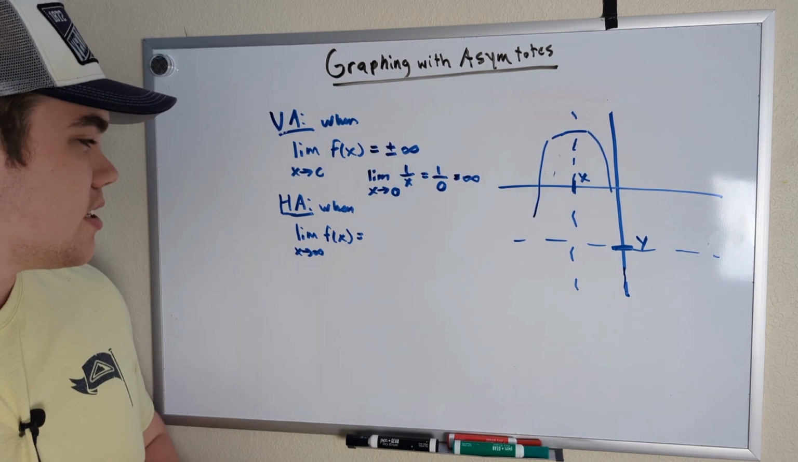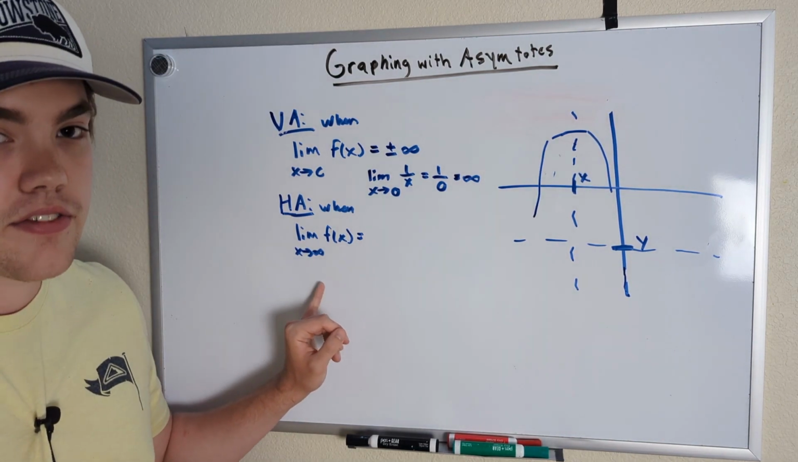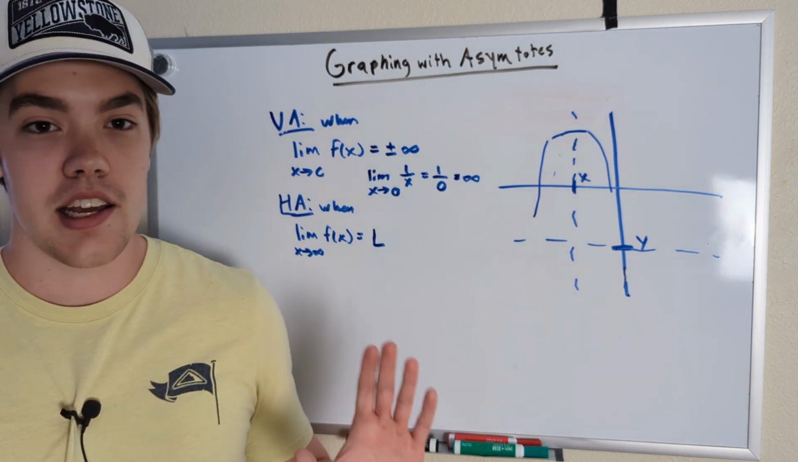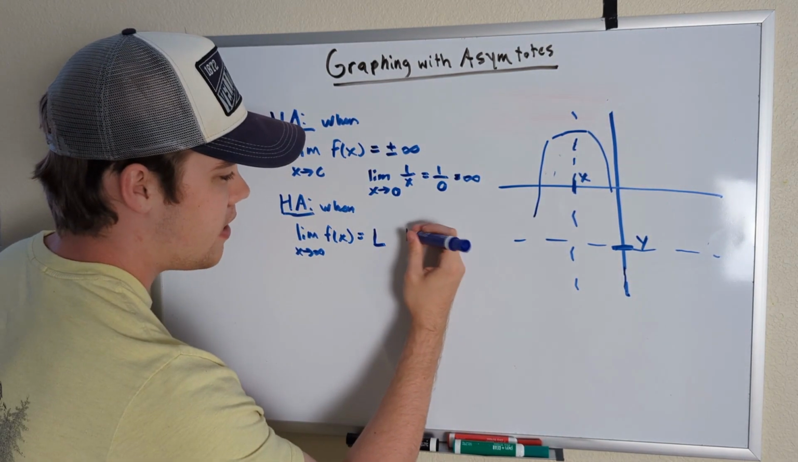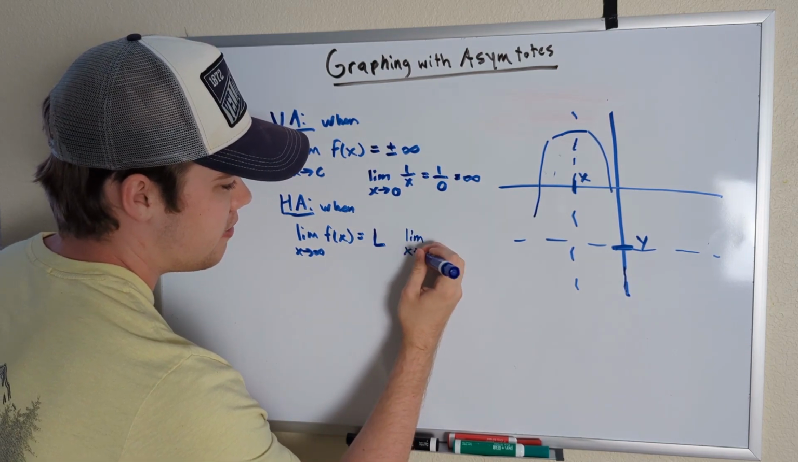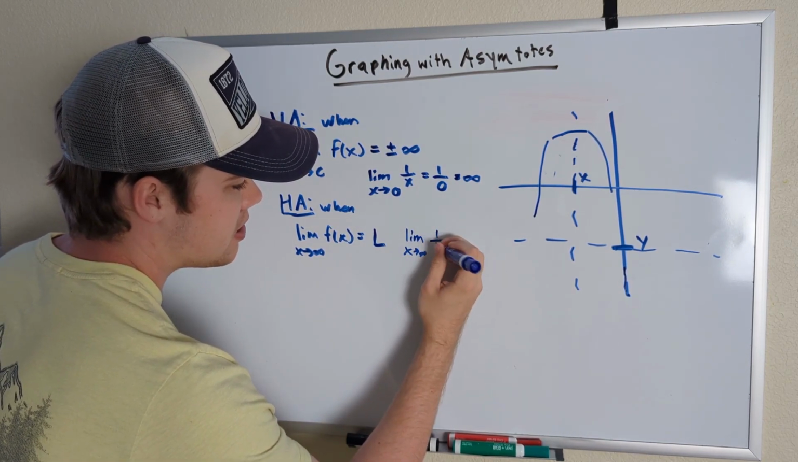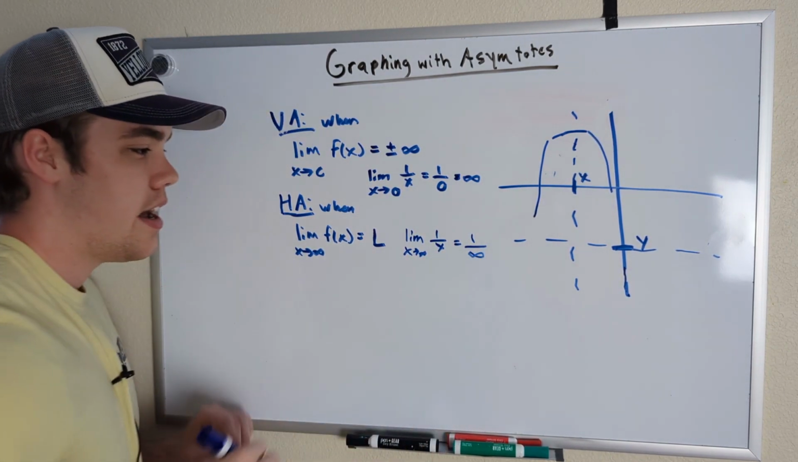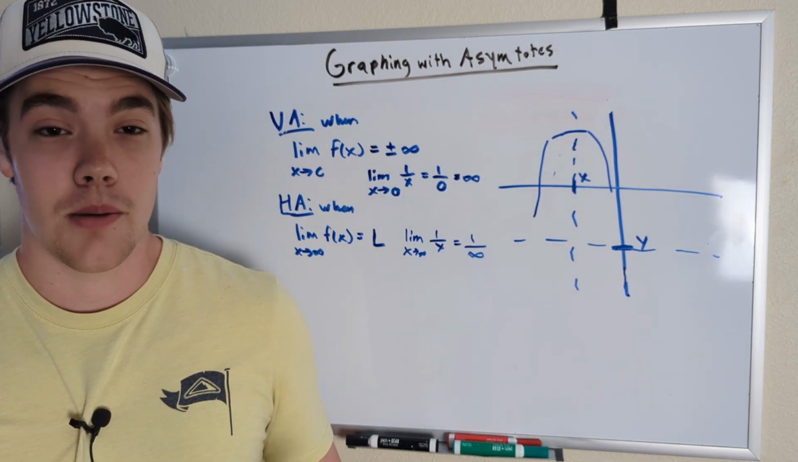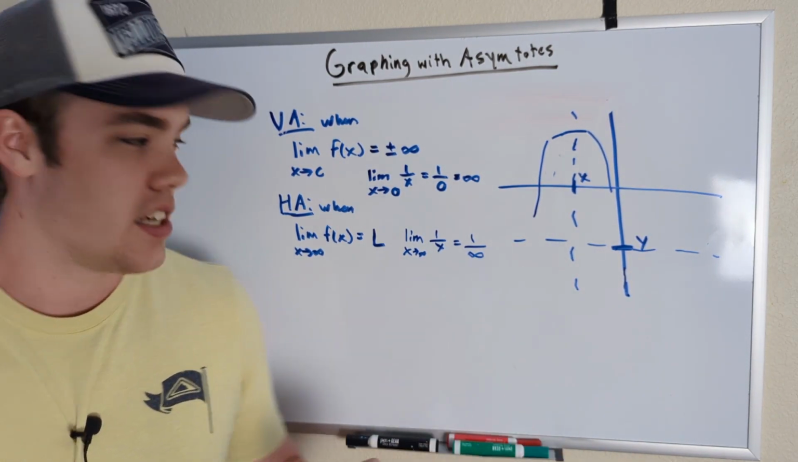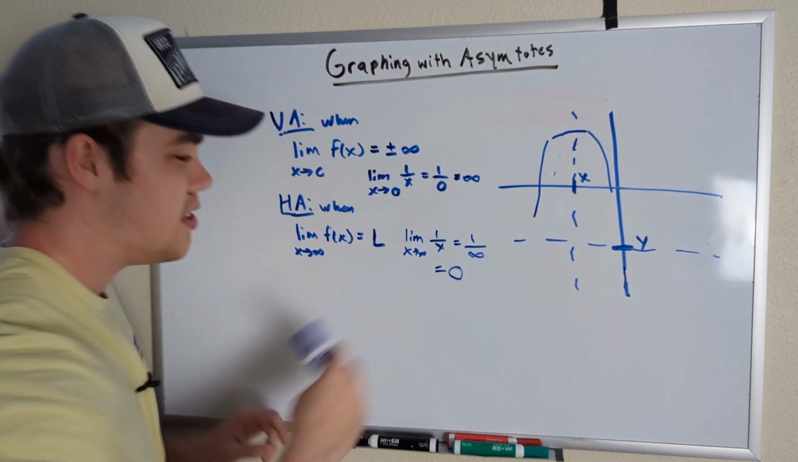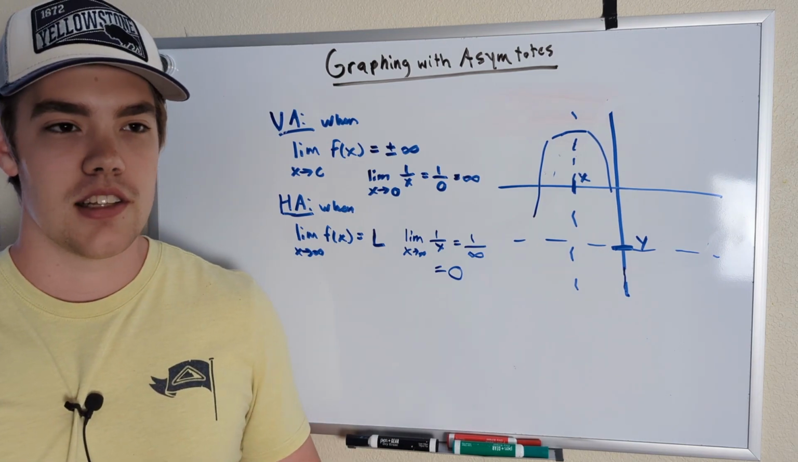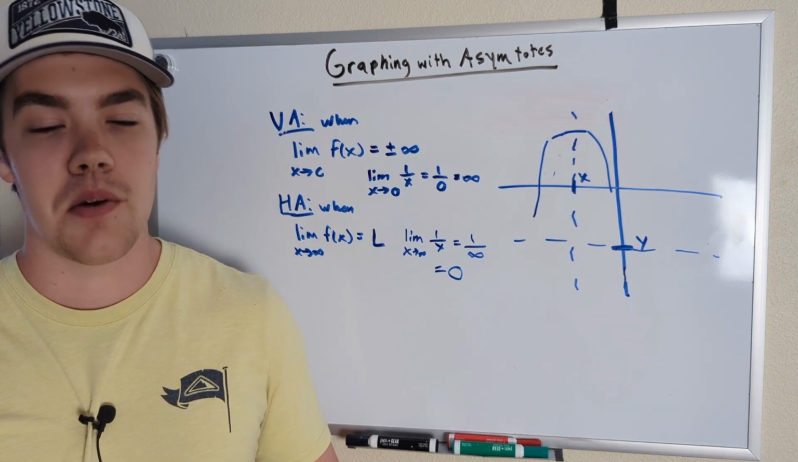Similarly, we have a horizontal asymptote whenever the limit as x approaches infinity of a function is equal to L, aka a finite number. L could be any number. So as a very similar example, if we have the limit as x approaches infinity of 1 divided by x, if we plug in infinity for our limit, we get 1 divided by infinity. And well, dividing a finite number by an infinitely large number is basically 0. So as you can see here, when x approaches infinity, we end up getting a finite number, which means that there is a horizontal asymptote somewhere on the function, and we need to figure out what it is.